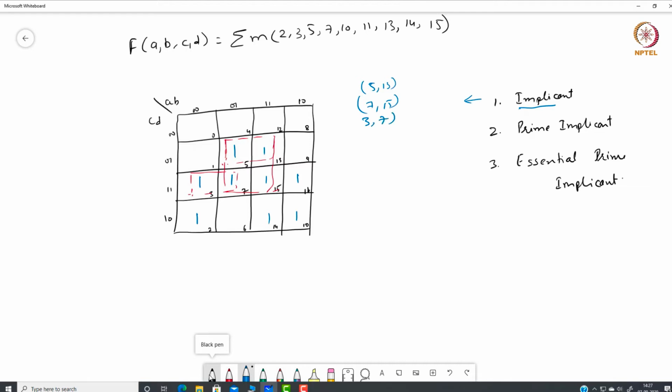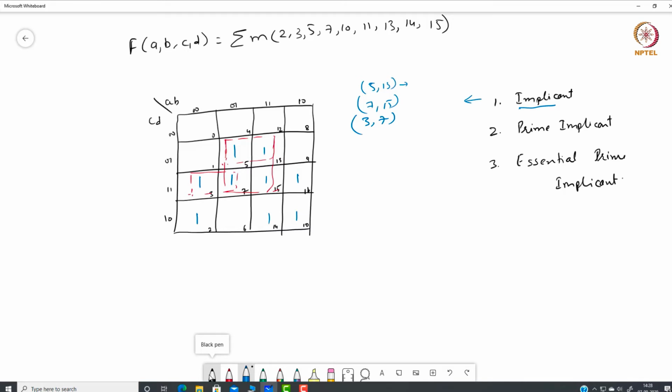3 and 7 is also an implicant. So there could be numerous possibilities of these implicants, each group, and corresponding to each group there would be one product term. So all of these product terms are implicants of this particular function.